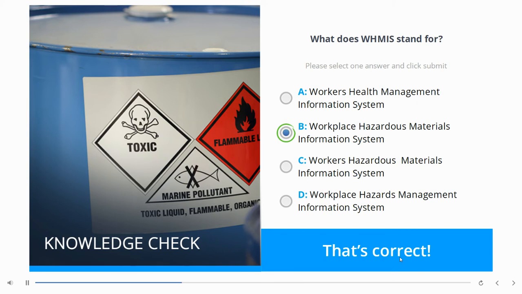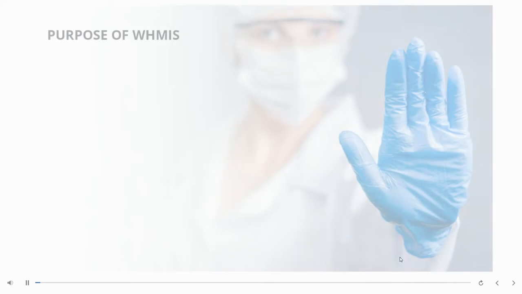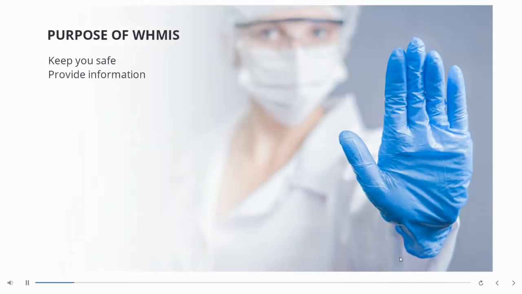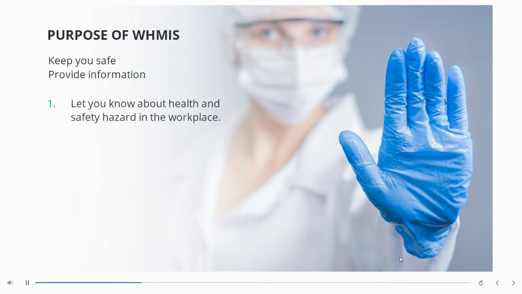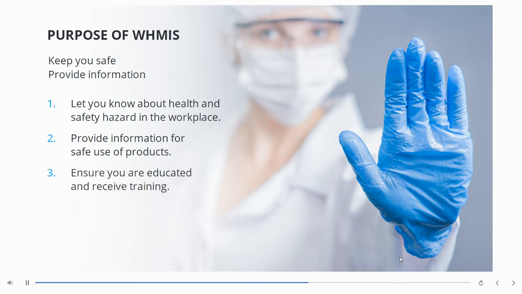The correct answer is B. Workplace Hazardous Materials Information System. The purpose of WHMIS is to keep all workers safe. 1. It lets you know about health and safety hazards associated with hazardous chemicals present in the workplace. 2. Provides information for safe use of products you will be handling, using, or disposing of. 3. Ensure you are educated and receive training so that you fully understand the risks, precautions to take, and emergency measures. 4. Reduce the risk of injury or illness to all workers.